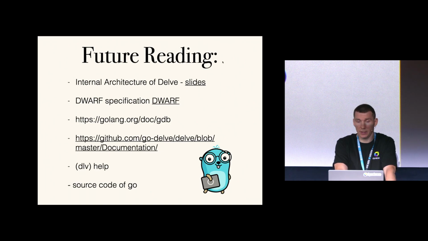And for future reading, I have a few links. There is a very nice architecture diagram of Delve from the authors of Delve on the slides. They also have lots of theoretical basis on how to write a debugger. It's very interesting reading, highly recommended. You can check the DWARF specification, and check a little bit why GDB is not good for Golang. It doesn't properly understand the runtime, and has other limitations.